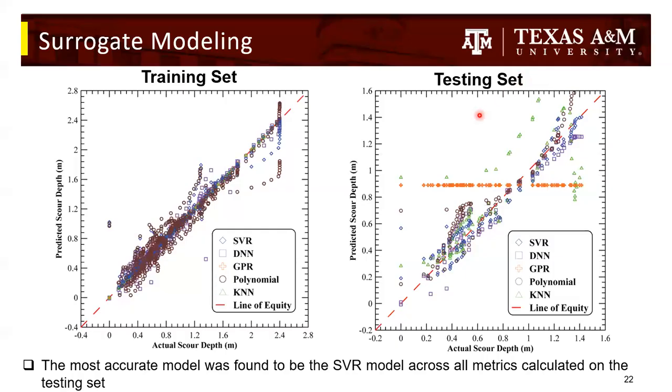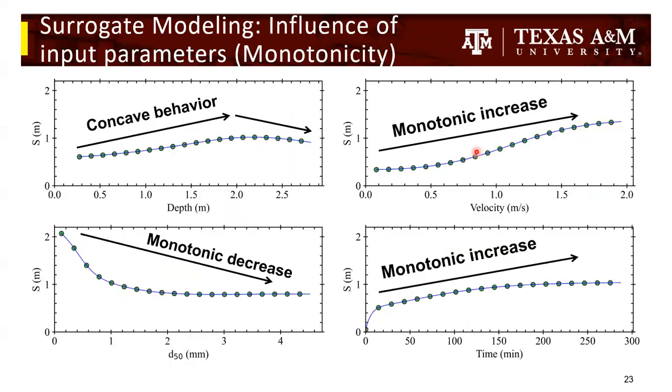So after establishing which is the best performing surrogate model, we took a step forward using the deep neural network model and tried to see how the parameters, or the inputs, get affected and how they influence the scour depth values which we obtained from the machine learning surrogate models. So for that, we did the monotonicity analysis, on the next slide.